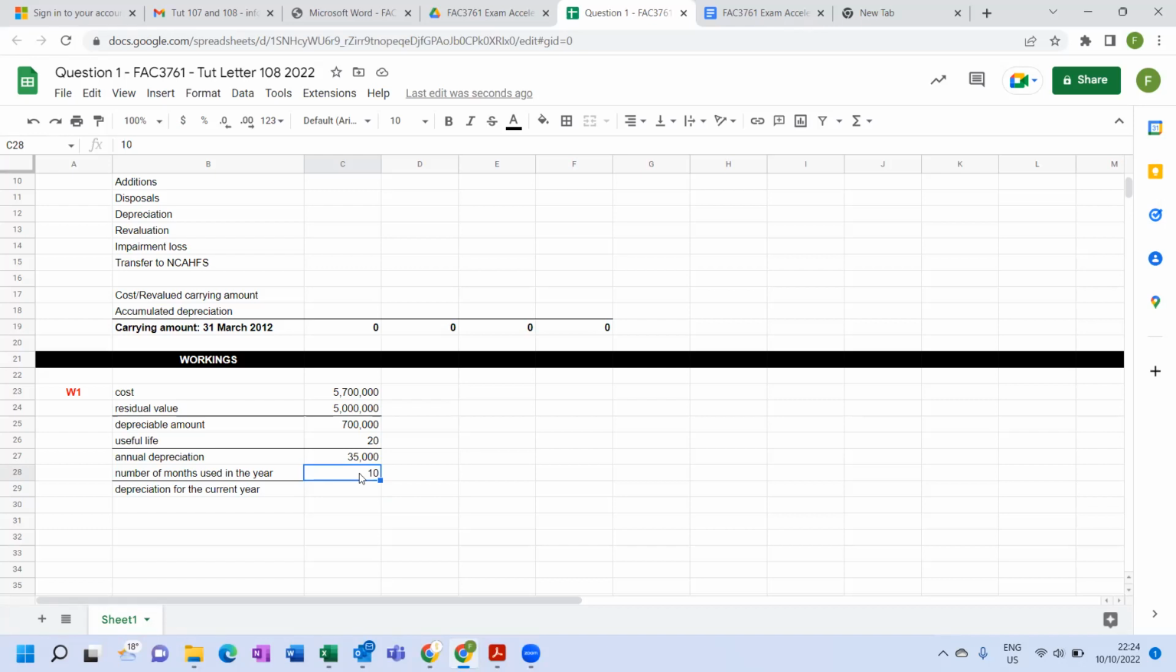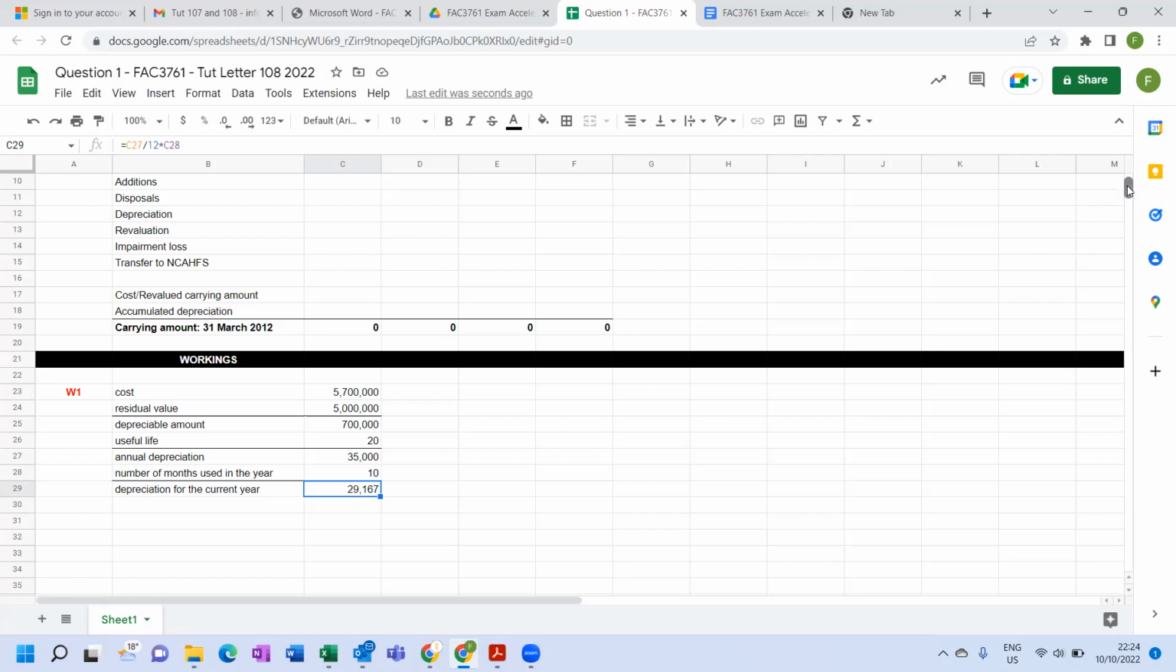Another way to do it is to calculate the number of months from 1 April 2011 to 1 February 2012, which will give you 10 months. So depreciation for the current year is 35,000 divided by 12 months times the number of months used, and there we go. Depreciation in the current year is 29,167.